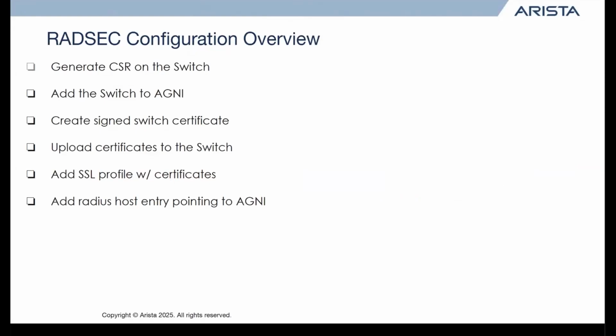After the switch is added, the CSR is used to generate a certificate signed by the AGNI RadSec CA cert. Both the signed switch certificate and the AGNI RadSec CA cert are then uploaded to the switch, moved to the certificates directory, and added to an SSL profile. Finally, a Radius host entry is added to the switch, pointing to AGNI with the SSL profile specified.